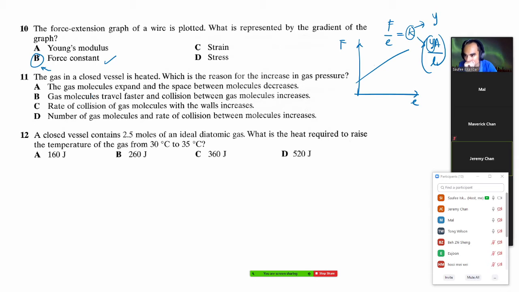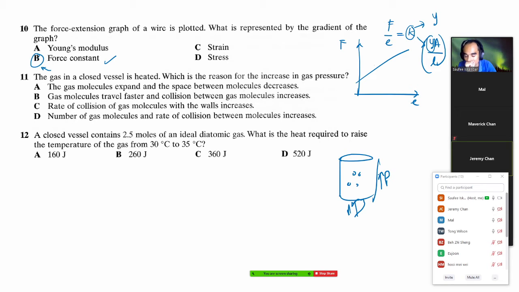11. The gas in a closed vessel is heated. Which reason explains the increase in gas pressure? We have a vessel over here, and then we heat up the vessel. Which reason explains why the pressure goes up when the temperature increases?